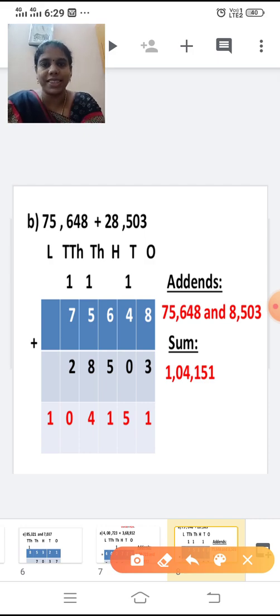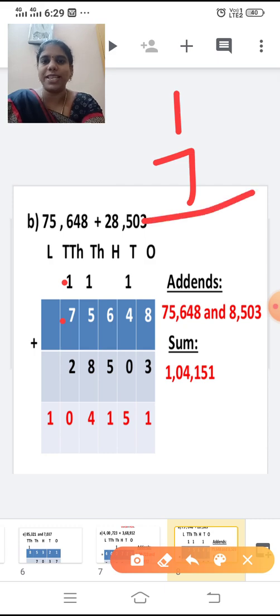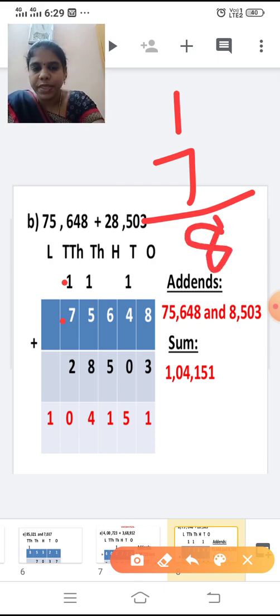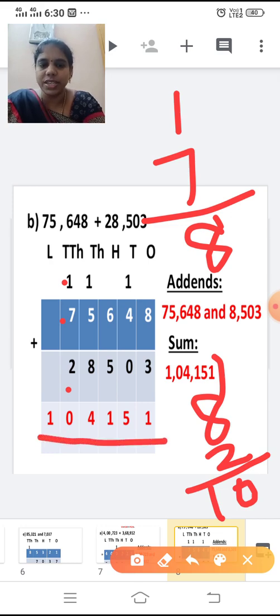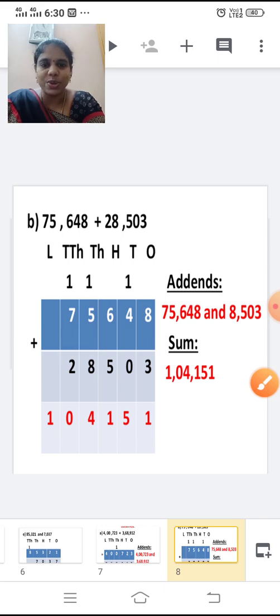So now shall we add the 10,000 place? Yes. 1 plus 7. I'm going to add 1 plus 7. After 7 I'm going to add only one number, right? 7 plus 1 is 8. With this 8 I'm going to add the next number 2. 8 and 2, tell me the answer now. 8 I'm keeping it here. After 8, 9, 10. So 10, there is no number to add. So write 10 directly. So the answer is 1,04,151.